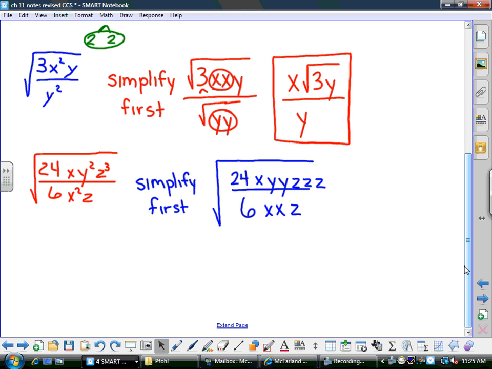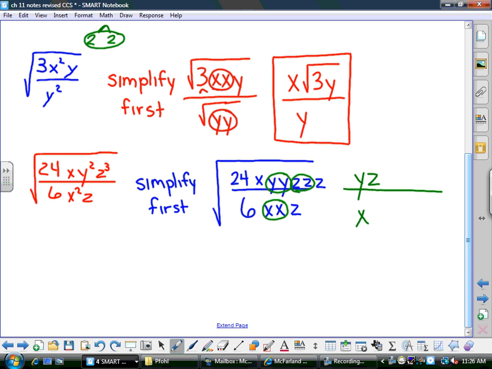And when I try to simplify the variables, there's a couple different things I can look for. I can look for pairs to try to pull out front. On the top, I have a pair of y's and a pair of z's. And on the bottom, I have a pair of x's. I'm going to deal with the numbers and some of this other stuff in a minute, but for right now, I have a y on the outside since there was a pair, a z on the outside since there was a pair, and an x down here on the outside since there was a pair.